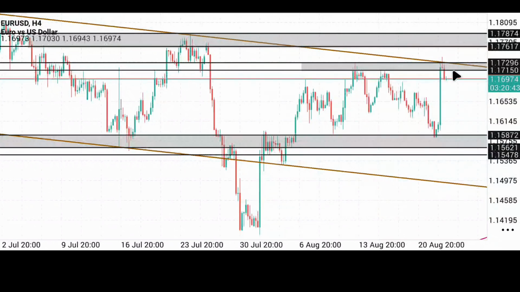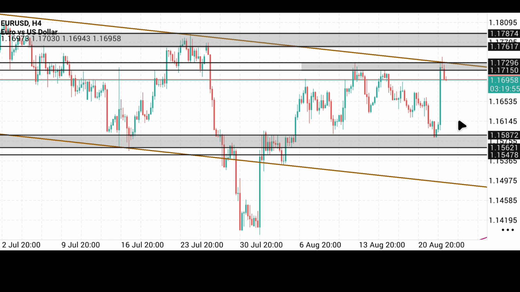Okay, so first target is for price to target this imbalance here and fill up the imbalance to around 1.1614 or 15 area. So that's the first target that we should see price hit. If the bears are very strong, then we should be targeting this liquidity below these 2 lows. And once we are done with that, we will be targeting the bottom of this channel. That is, if the bearish trend remains very strong.